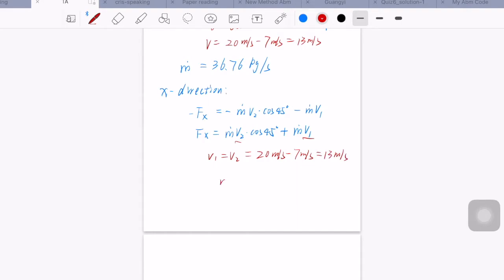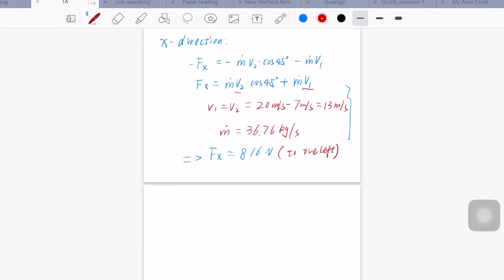And we also know the mass flow rate, m dot, equals 36.76 kilograms per second. So we can determine that Fx should be equal to 816 Newton, and the direction is to the left.